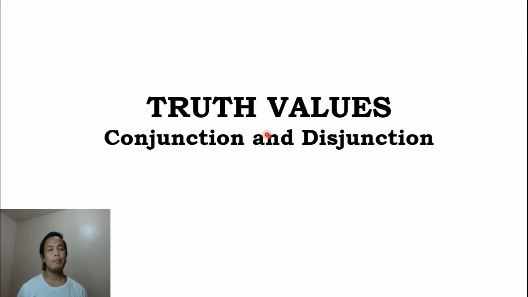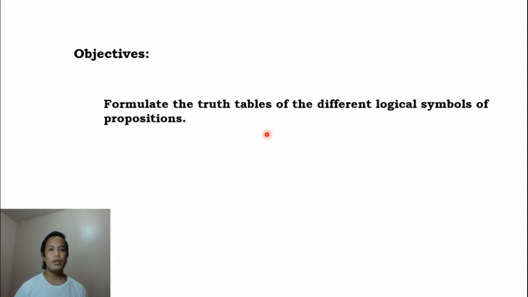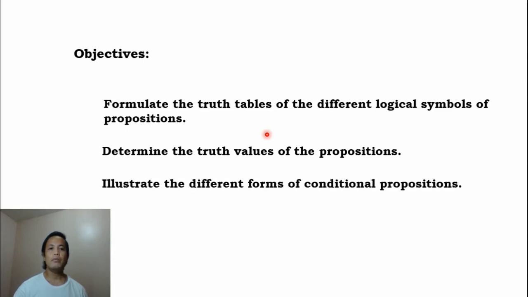So later, I will be presenting to you an example about how to formulate a truth table before we could determine the truth values of a given statement or of given propositions. Okay, to start, let us have first the lesson objectives. At the end of this video, you should be able to formulate the truth tables of the different logical symbols of propositions. You should be able to determine the truth values of the proposition. And number three, you should be able to illustrate the different forms of conditional propositions.